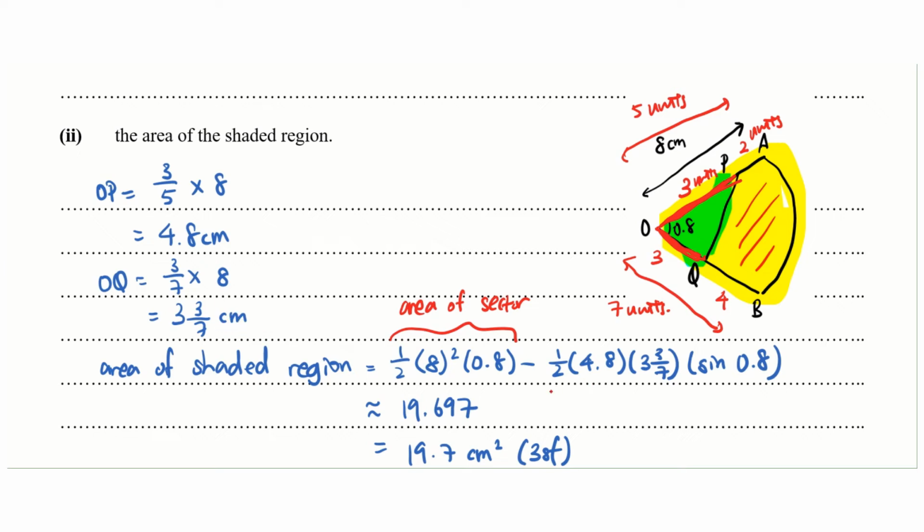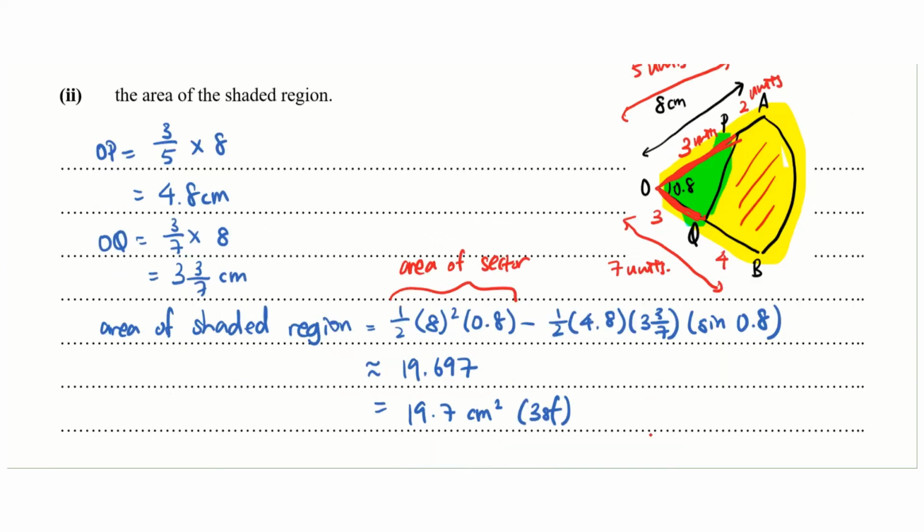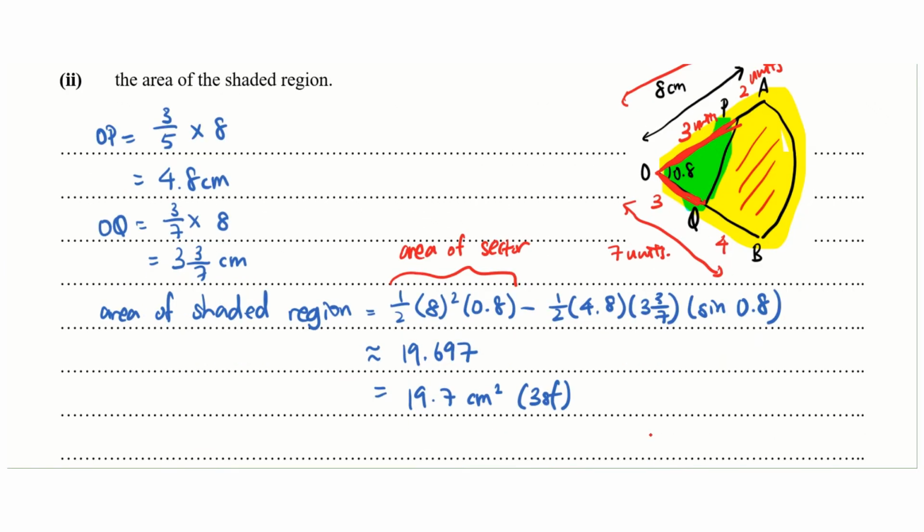So using the formula half ab sin C, whereby C is 0.8 and making sure it is in radian mode, we will get the value to be 19.7 cm² when rounded to 3 significant figures.